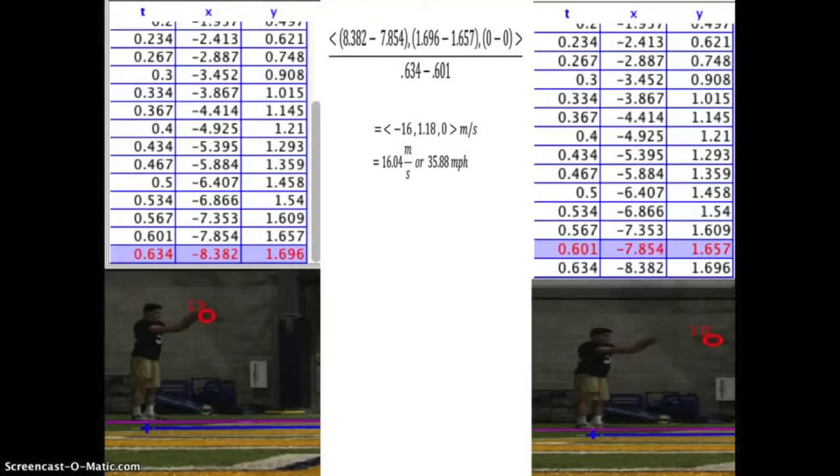Finding the final velocity of the ball was fairly similar. I divided the change in position by the change in time of the last two data points and found the final velocity to be the vector negative 16.1, 1.18, 0, which is 16.04 meters per second, and that amounts to a speed of 35.88 miles per hour.